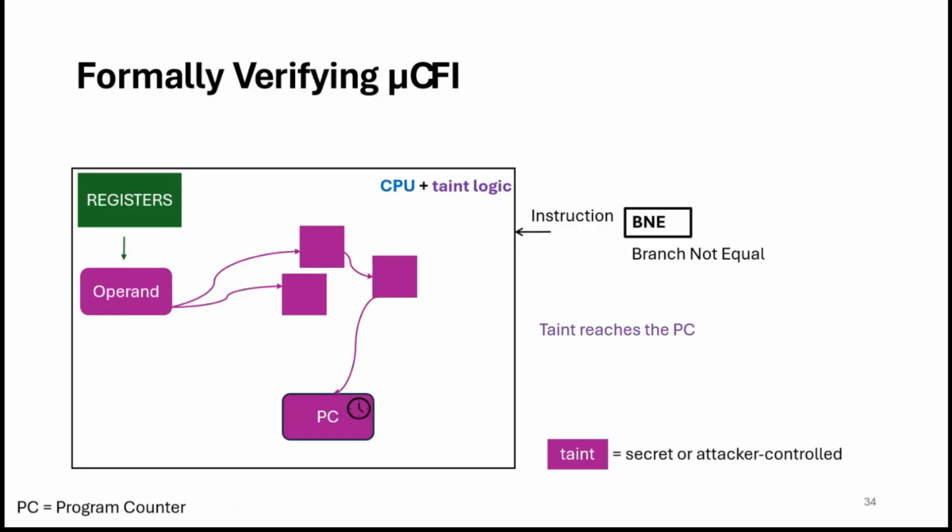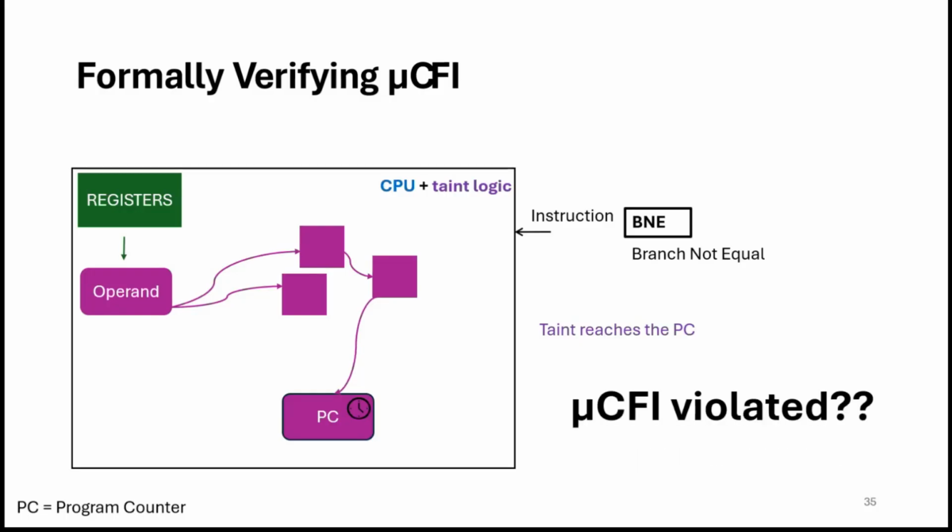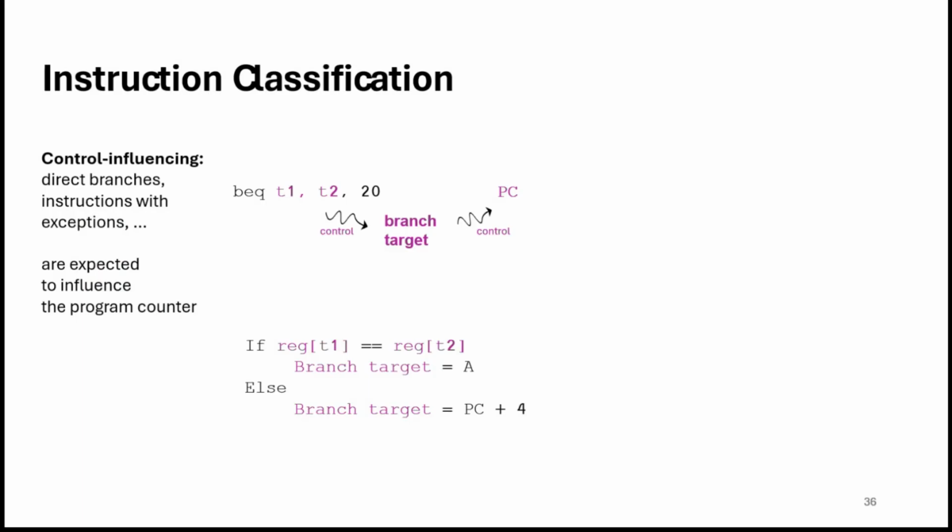What about branches? Branches, as we have seen before, by specification, do change the program counter. So they would taint the program counter. And this is supposed to be a question mark. Is micro-CFI violated in this case? No, it isn't. What we do to avoid these cases, these known flows, is that we first classify instructions into different categories, and then we use different taint tracking logics.